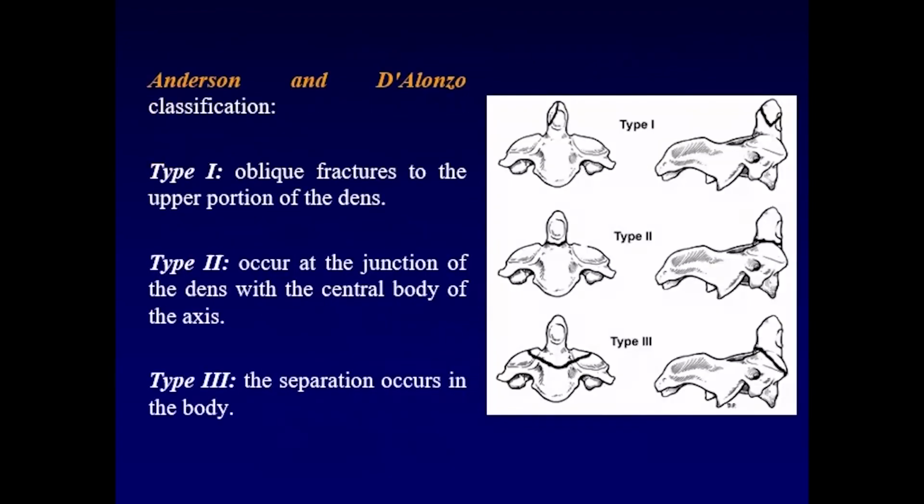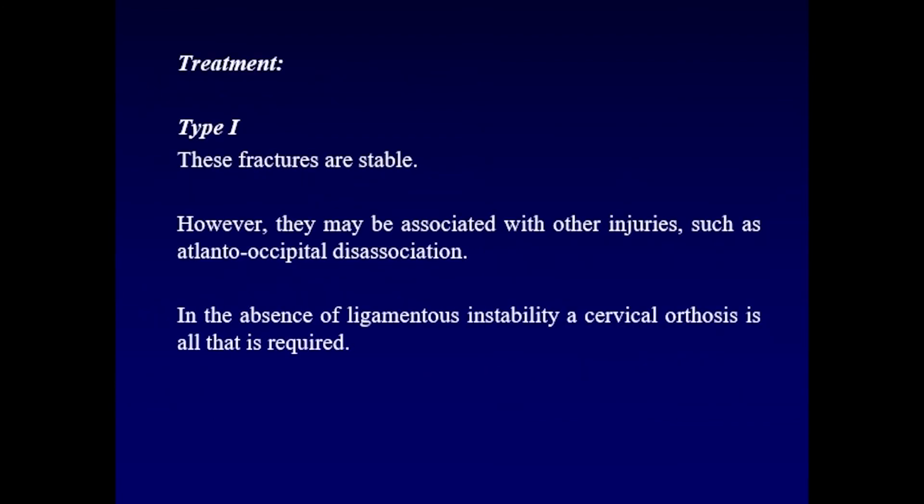Anderson and D'Alonzo classified them into 3 types. Type 1, this is an oblique avulsion fracture of the upper portion of the dens. Type 2 occurs at the junction of the dens with the central body of the axis. And type 3, the separation occurs in the body itself. Type 1 are stable fractures, however they may be associated with other injuries. In the absence of ligamentous instability, a cervical orthosis is all that is required.